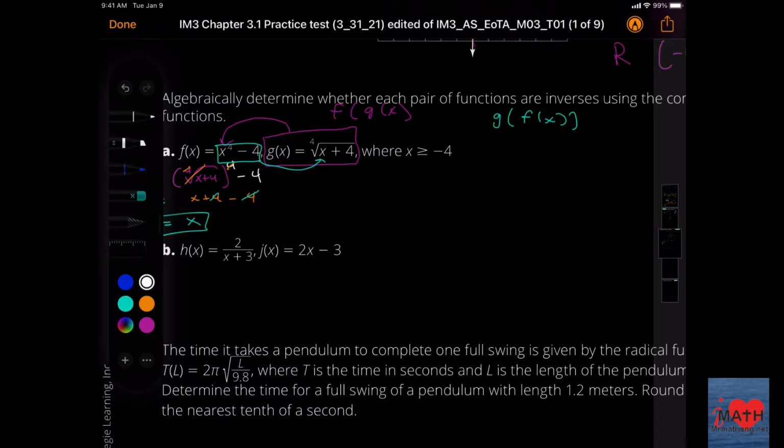Let's do the outside. So the g of x is the 4th root of x plus 4. Okay, and now I'm going to put in this x here, f of x, which is the light blue, x to the 4th minus 4. I'm going to put that in parentheses, and I'll copy the white.